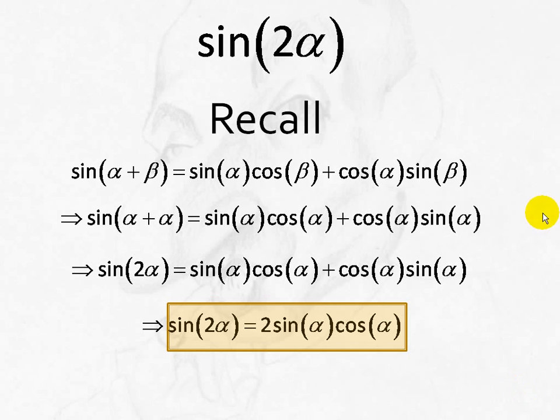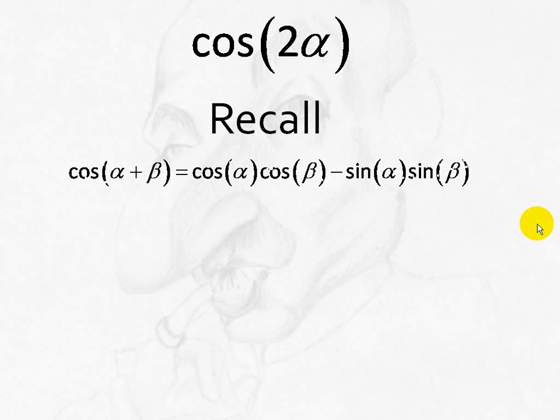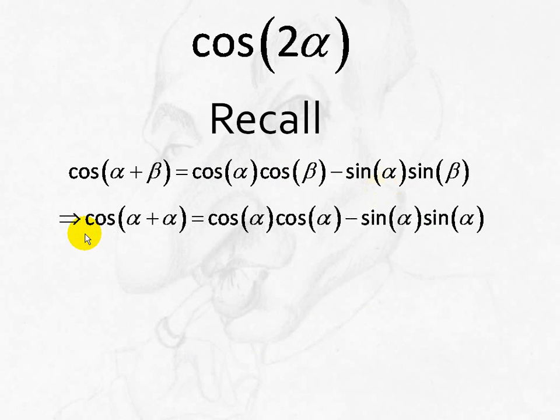Now we go to cosine. Cosine 2 alpha. And once again, we want to recall that cosine alpha plus beta is cosine alpha, cosine beta minus sine alpha, sine beta. And we do the same maneuver here. We say, well, what if instead of alpha plus beta, where we have distinct angles, we have alpha plus alpha? And once again, all the betas are replaced with alpha.